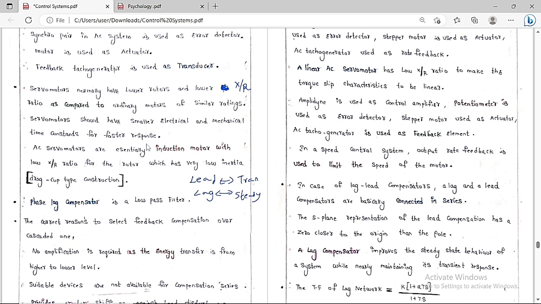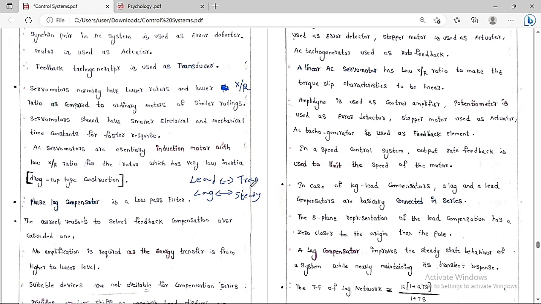So therefore we can say match two things of more volts, match two things of less volts. So lead compensation is basically used to improve only the transient response. So it is going to degrade the steady state response. Whereas lag compensation is used to improve the steady state response. So it is going to degrade the transient response. If it is going to improve one, it is going to degrade the other. So this you have to keep in your mind.